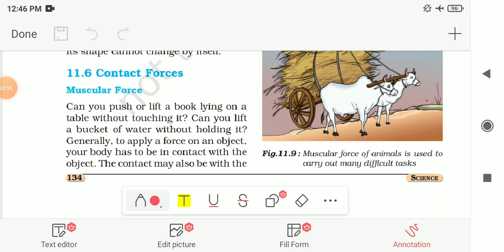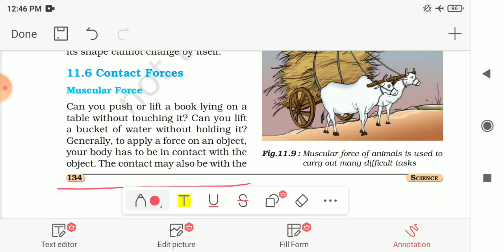So first, in contact forces, the first example is muscular force. Now let us see what muscular force is. Can you push or lift a book lying on the table without touching it? No. To lift or push an object, here in our case a book, there should be contact between these two objects, that is, our hand and the book.